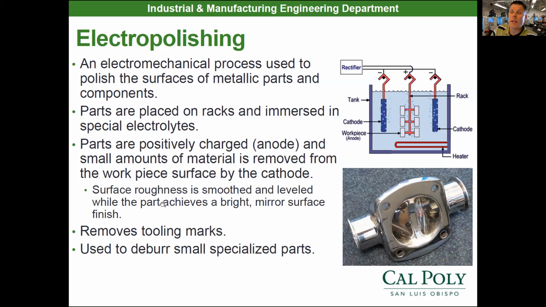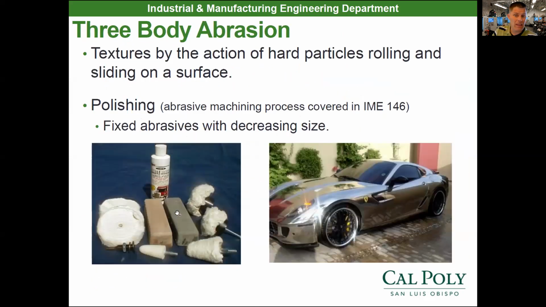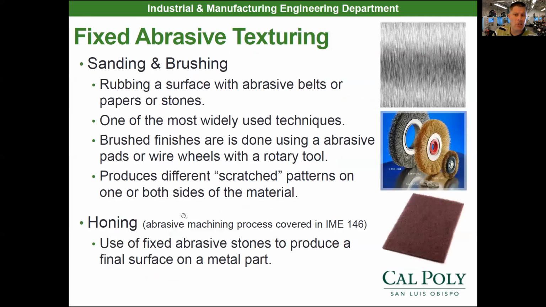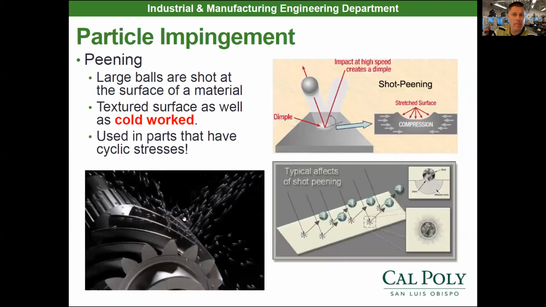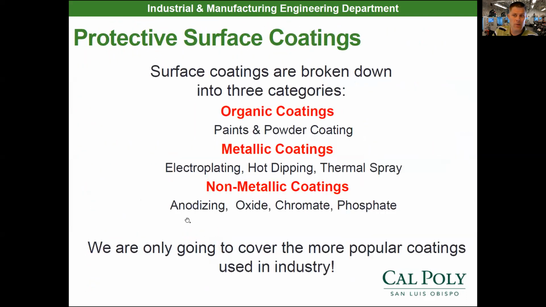Now, we haven't talked about coatings yet. That's just what we can do to the raw material. We take the metal and we can either electropolish it, we can maybe knurl it, tumble it, we could lap it, we could do some sort of polishing to it, we could hone it, we could sand or brush the surface, we could burnish it or particle impinge it. Those are pretty much all the major ways to treat the surfaces if you think about it. So at this point, we're going to now talk about protective surface coatings. Now, we're only going to cover the popular coatings used the most in industry.